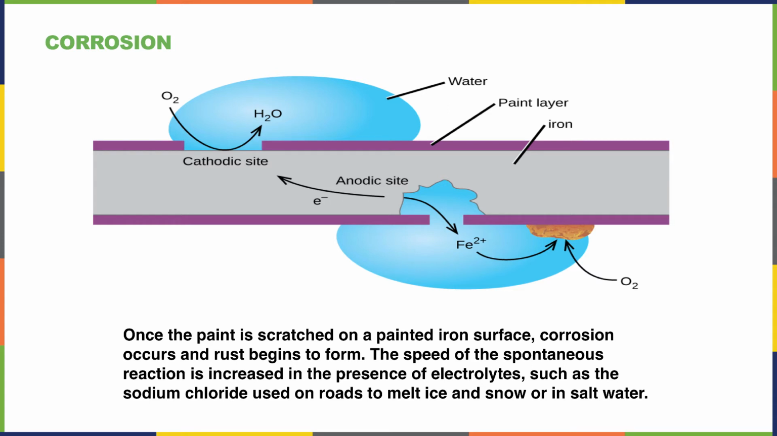Most things are painted to prevent corrosion, but once the paint is scratched in some place so that the iron surface is exposed, then the corrosion begins to occur and rust forms. The speed of this is increased if electrolytes are present, which facilitate the flow of electrons. This would be things such as sodium chloride, which is put onto roads to melt ice, which is why washing that off your car is good, because it decreases the corrosion on your car.